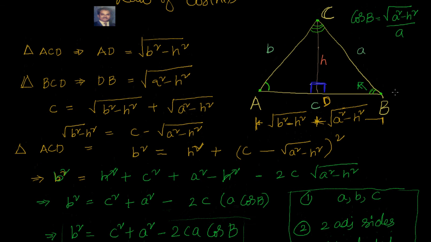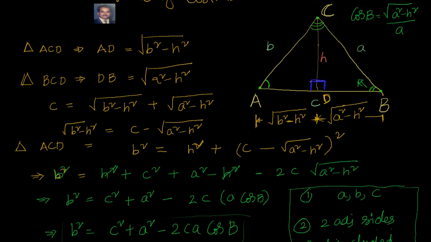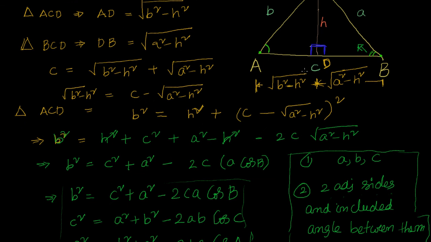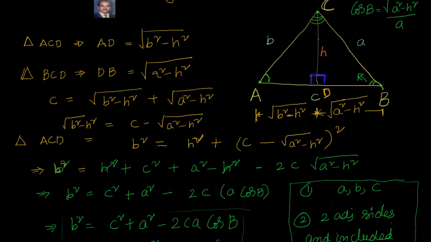So first triangle, I can find out part of c, that's nothing but AD, nothing but square root of b square minus h square from Pythagoras. Similarly here, this part DB is equal to square root of a square minus h square, again from Pythagoras. But this sum should be equal to c, because that's the definition. AD plus DB equal to AB, nothing but equal to c.